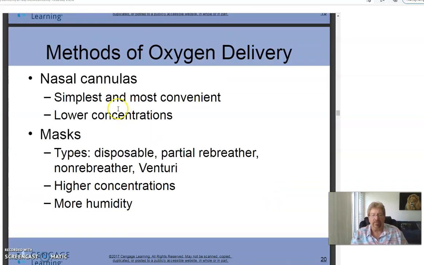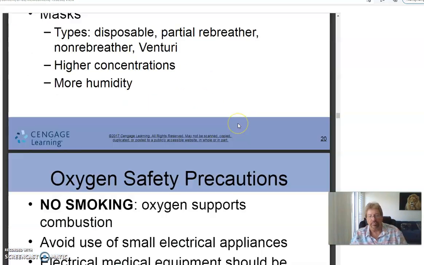Methods of delivery. Nasal cannulas. This is one you've seen people in the hospital have. They've got the little tubes coming around, just a little device that goes into their nose. It's the simplest, most convenient, but it's only good for lower concentrations of oxygen. If you have to have more, then they have to put a mask on you. Types: disposable, partial rebreather, non-rebreather, Venturi. I don't know what that is, guys. Sorry. Higher concentration, more humidity. So it just depends. If you need a little oxygen, cannulas are quite common. A lot of people that are hospitalized will have these. But if they're having a more substantial problem, then they have to have a mask. And some of them are a mask that fits over the head that's almost like a scuba type mask.